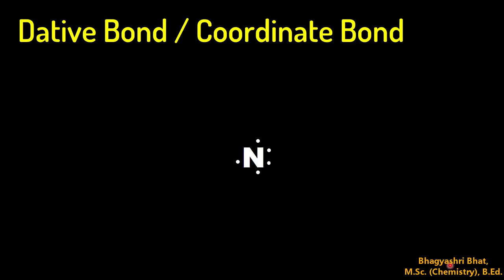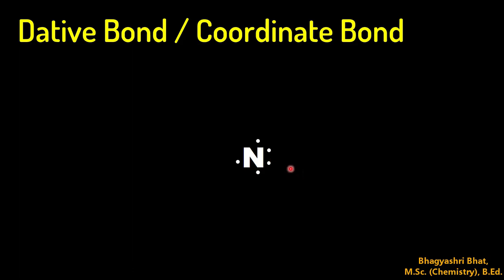Dative bond or coordinate bond. So it is a new type of bond that you are going to learn now. For that I have taken here a nitrogen atom. Nitrogen has 5 valence electrons. In order to satisfy the octet rule, it needs 3 more electrons.